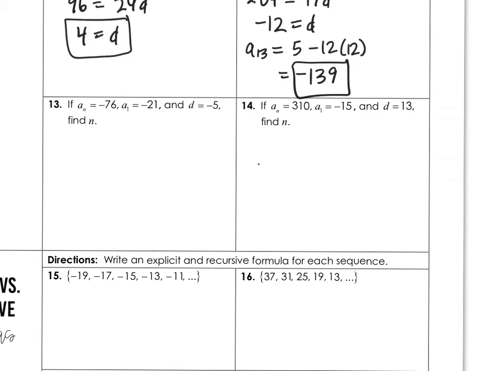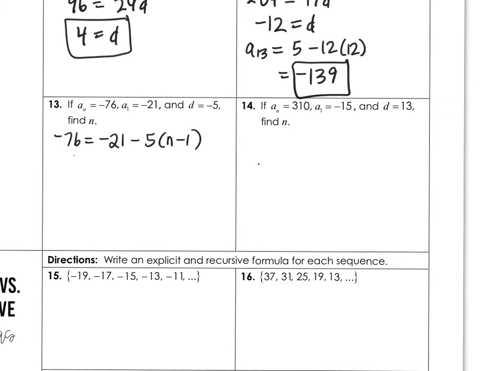So number 13, the nth term is negative 76. First term is negative 21. The common difference is negative 5. Okay, so we know what the nth term is, so I'm going to go ahead and put it in as such. If I can get that to erase. There we go. Okay, so negative 76 would be equal to the first term, which is negative 21, minus 5 n minus 1 times. So now we have this equation to solve.